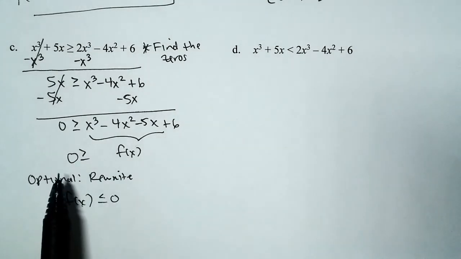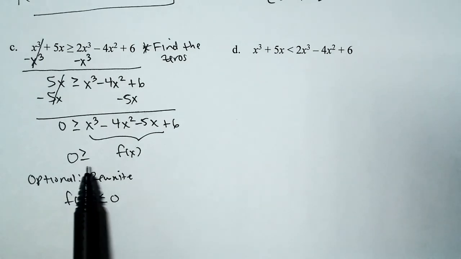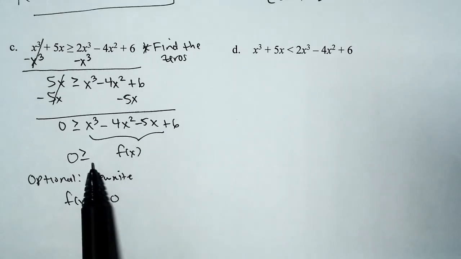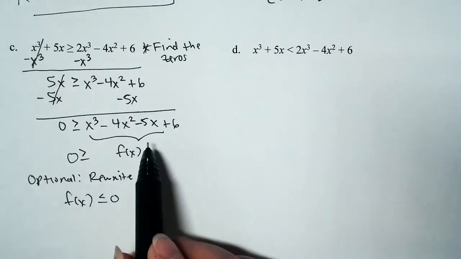When I read this statement from left to right, it reads 0 is greater than or equal to f of x. When we read it from the f of x, it reads f of x is less than or equal to 0. What do we have? f of x is less than or equal to 0. So we did it. Cool. So now we are going to graph this.